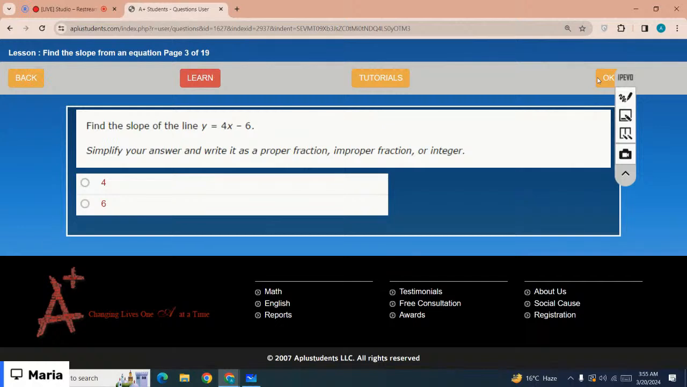Find the slope of the line. So which is the correct option? The equation is y equals 4x minus 6. The correct option is 4. The slope is 4. Very good.